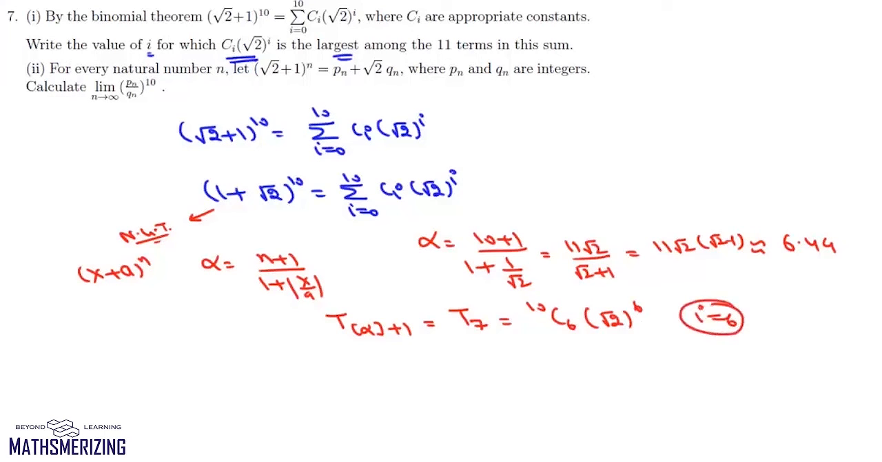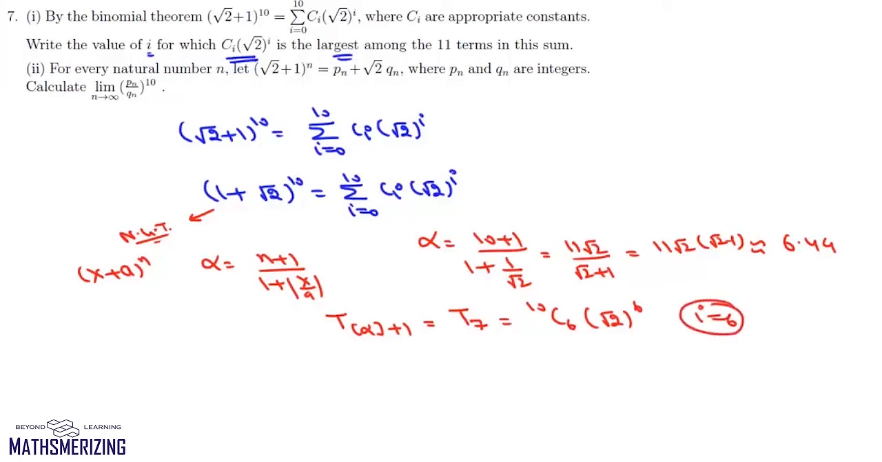It says, for every natural number n, let (√2 + 1)^n be pn + √2 qn, where pn and qn are integers. Then we need to find this limit as n tends to infinity of (pn/qn)^10. Now if we take this limit here, it will be infinite, so we won't get any result from this.